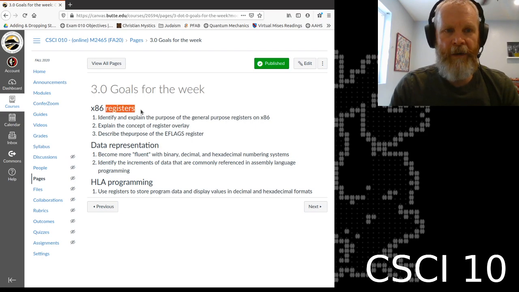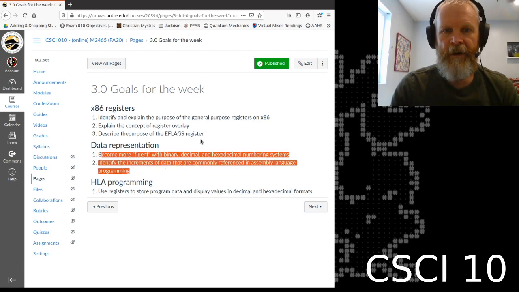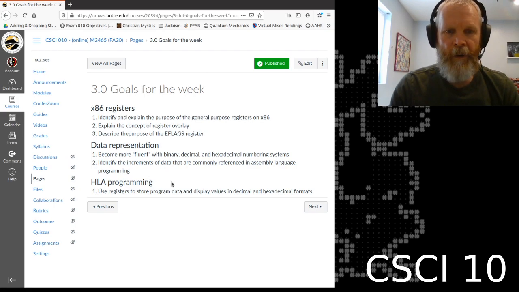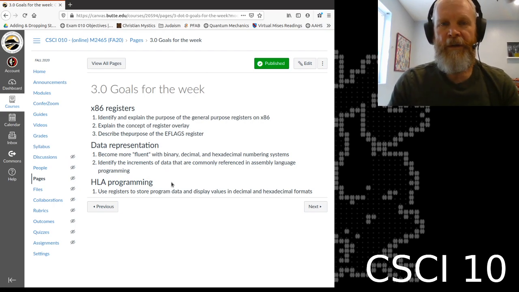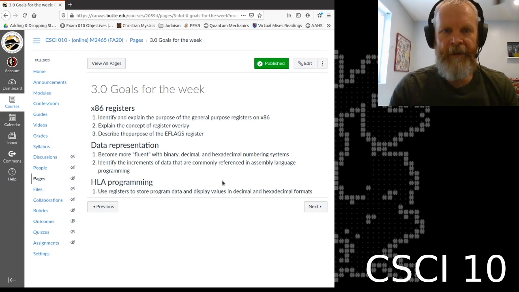Okay, so registers, the concept of register overlay, which is just kind of cool, I think. We'll talk briefly about the eFlags register, and then we'll keep practicing with numbering systems, binary, decimal, and hexadecimal. And then write a program that allows us to explore registers and look at data using these numbering systems, at least hex and decimal. All right, that's the goals for the week, and that was a lot of talking around that.